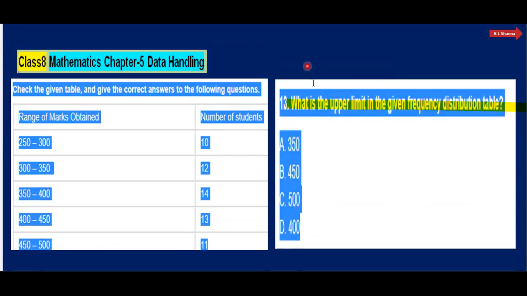Next question. What is the upper limit in the given frequency distribution table? Here it is not asked what the upper limit or lower limit of a particular class is. The question is, what is the upper limit? So the upper limit is this, that is 500, of all the classes you can say. So that is 500. C is the correct option.